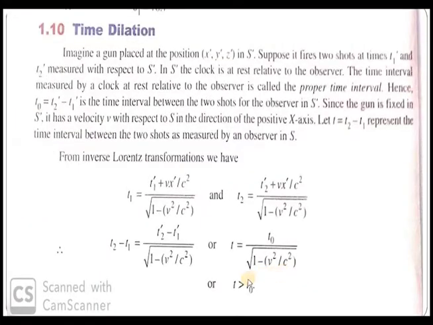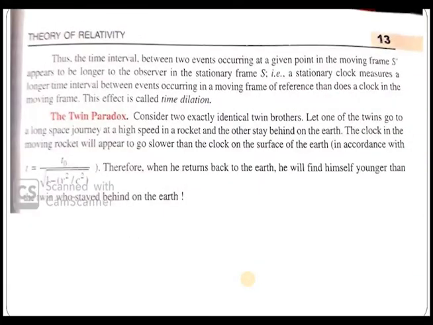t0, right? And related to that, we have a very wonderful, exciting paradox. This paradox is called the twin paradox. This is also one of the applications of the Lorentz transformation equations. Suppose we consider two exactly identical twin brothers, and let one of the twins go out for a long space journey at a high speed in a rocket, and the other twin stay behind on earth.